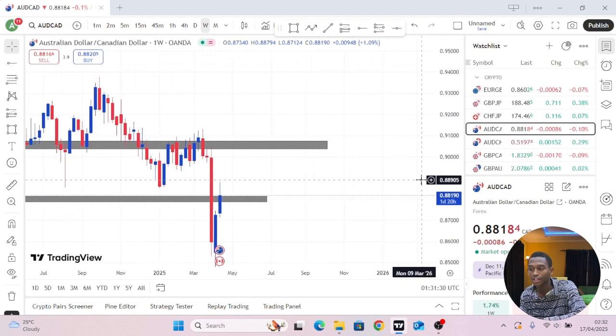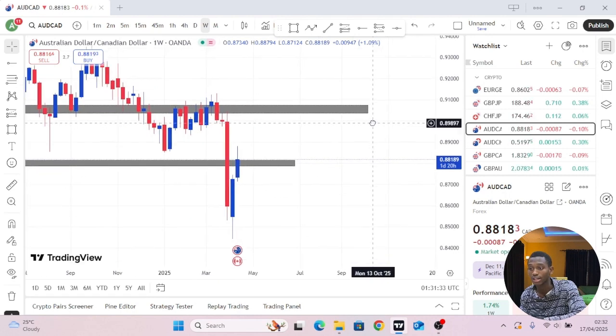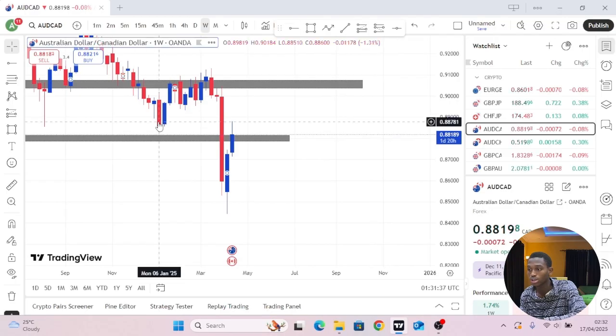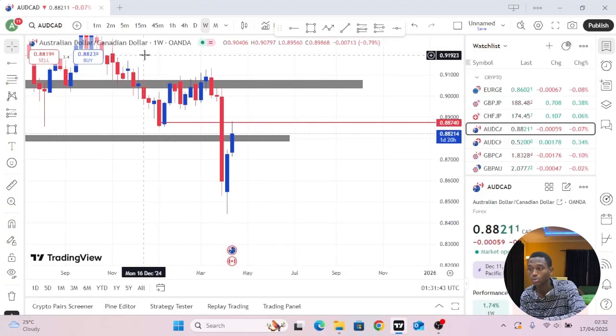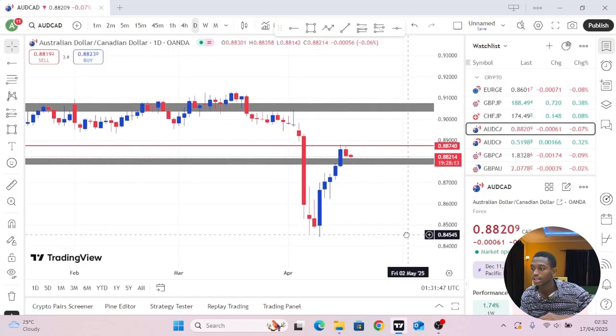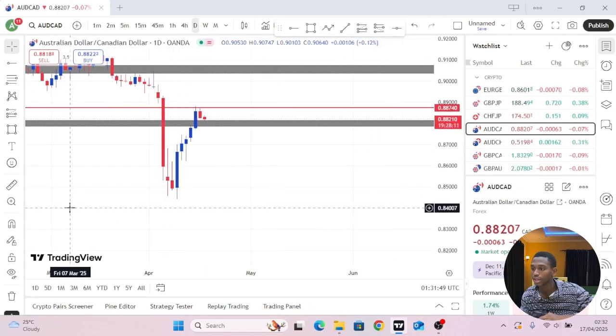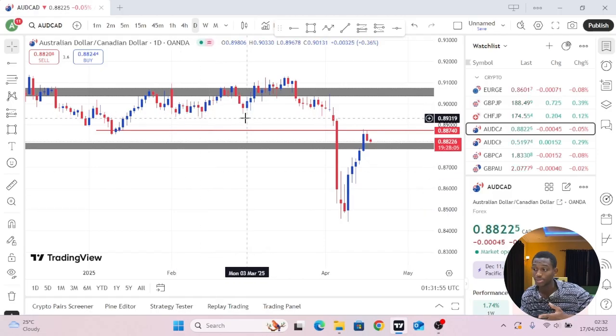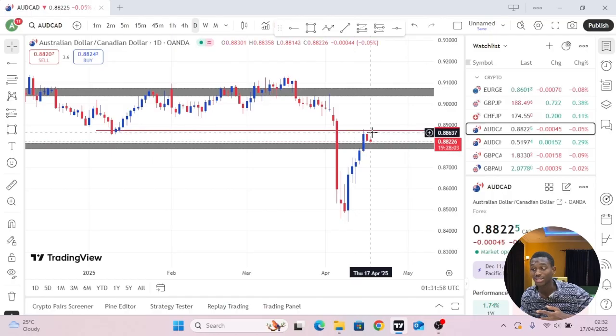So I have a feeling that this market is going to go for a sell on AUD/CAD. Now we can just hold this point. We can hold this point a little bit, but let's see. Then if we go to the daily, let's see how much this point has been respected. This one has been respected more. We can see 1, 2, 3. It has been respected more, but it seems like it is respecting this point.